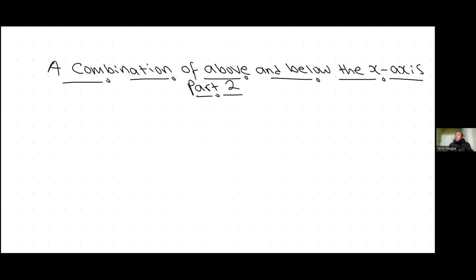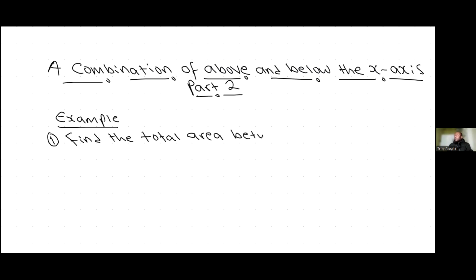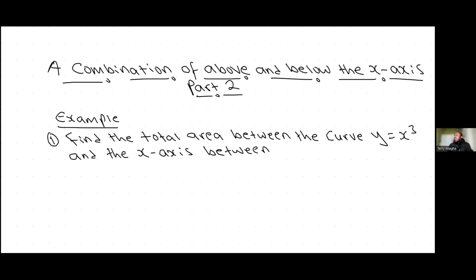So let's go. Let's pick an example now. The example I have here, number one, we're told to find the total area between the curve y is equal to x cubed and the x-axis, between x is equal to -3 and x is equal to 3.